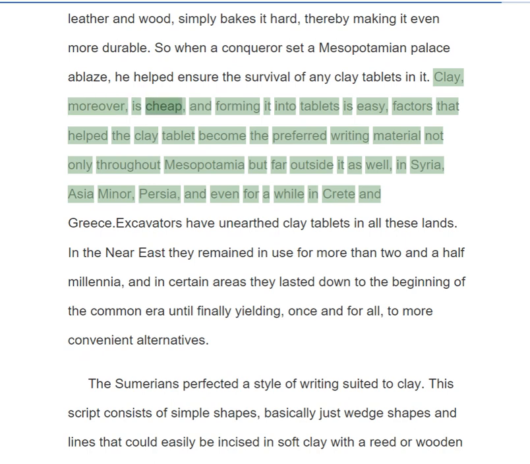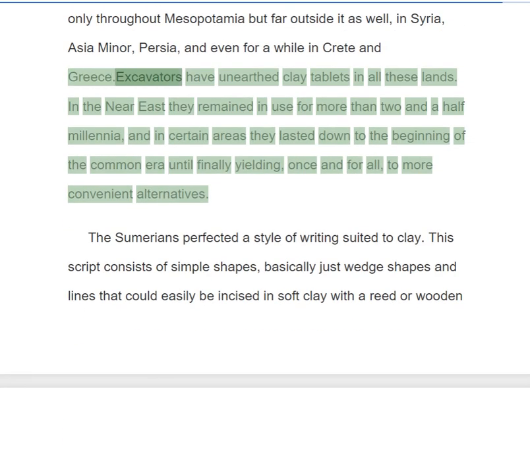Clay, moreover, is cheap, and forming it into tablets is easy, factors that helped the clay tablet become the preferred writing material not only throughout Mesopotamia but far outside it as well, in Syria, Asia Minor, Persia, and even for a while in Crete and Greece. Excavators have unearthed clay tablets in all these lands. In the Near East they remained in use for more than 2.5 millennia, and in certain areas they lasted down to the beginning of the Common Era until finally yielding, once and for all, to more convenient alternatives.